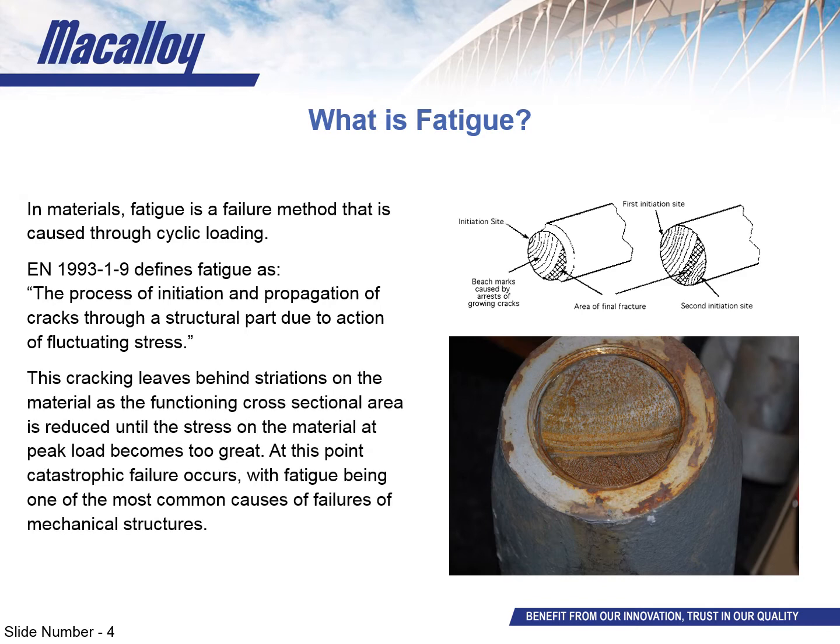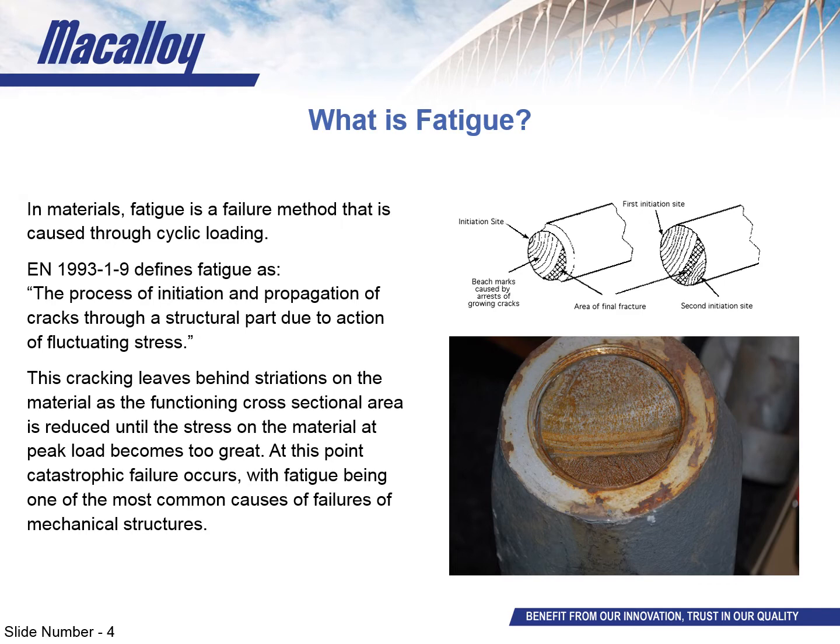So as this cracking makes its way through the material, you get this kind of seashore effect, leaving behind striations on the fracture face where the crack is initiated from originally and then propagated through the failed part. This crack reduces the cross-sectional area at that point in the component until it gets to a stage where it can no longer cope with the applied load. At this point, it experiences what's known as a catastrophic failure.